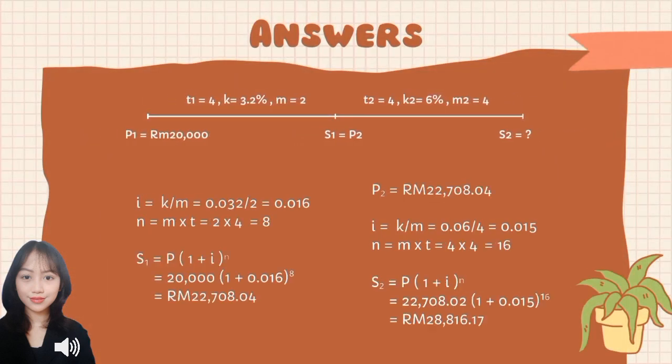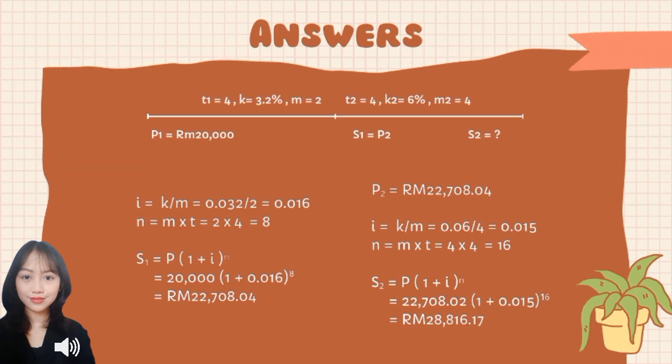These are the solutions to the question just now. The first thing you're going to do is list out all of the terms that are in that question. Then we start with an initial value of I, where I is the interest rate calculated as K divided by M. In our case, it's 0.032 divided by 2, resulting in 0.016. The variable N represents the number of compounding periods, calculated as M times T, giving us the answer 8.